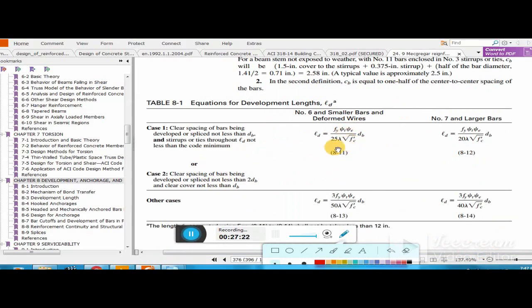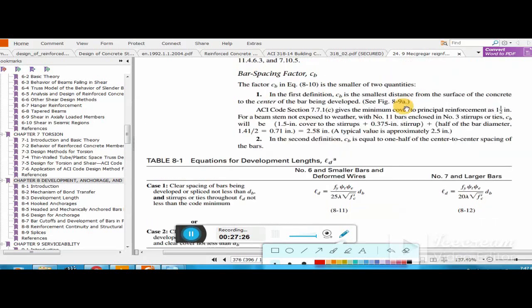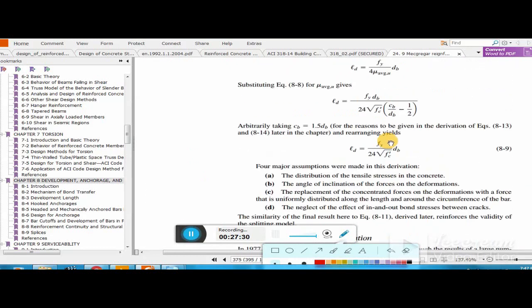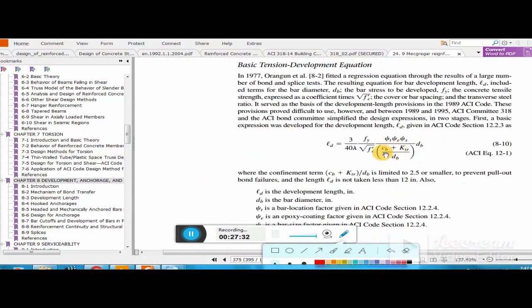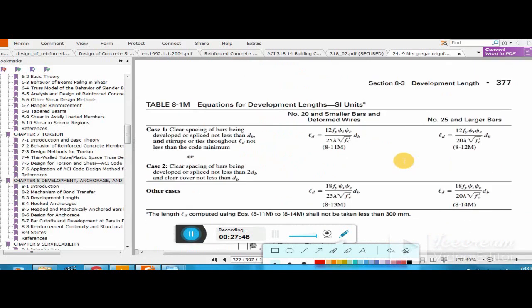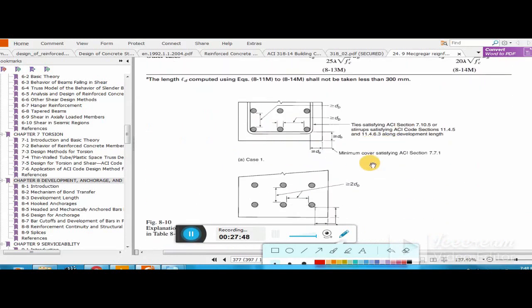But remember, this equation is derived on the basis that they take the confinement factor you see right here in this equation, which is assumed to be 1.5, but sometimes we need to calculate the actual value, and the value of this factor should not be more than 2.5. You must remember, clear.